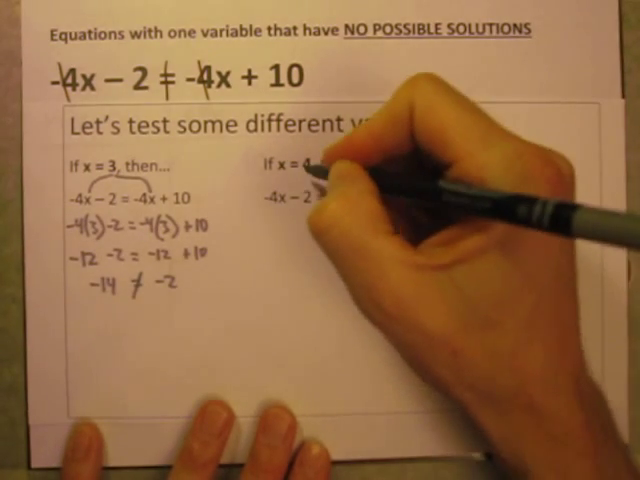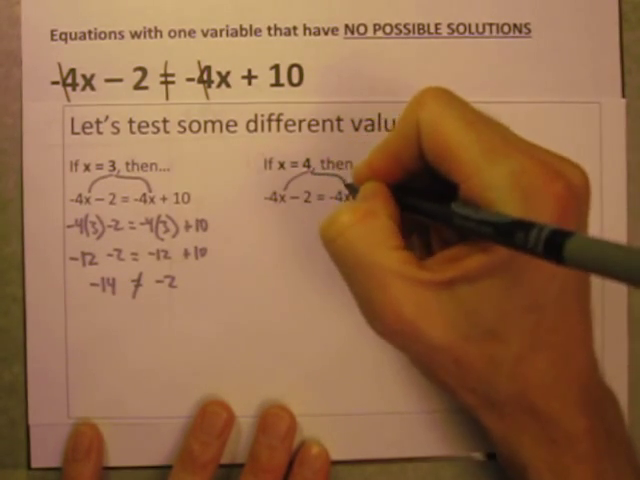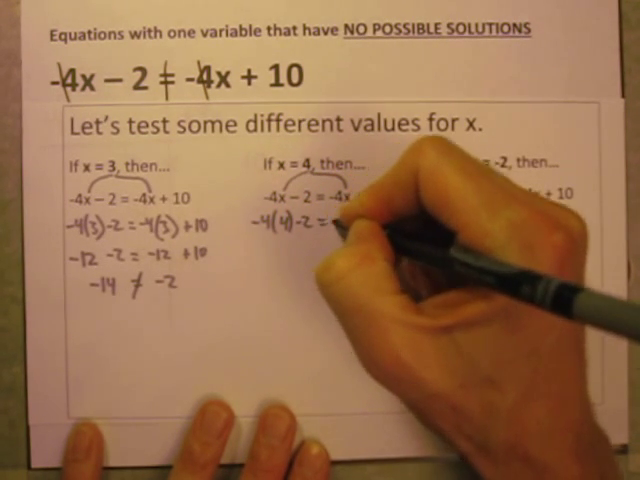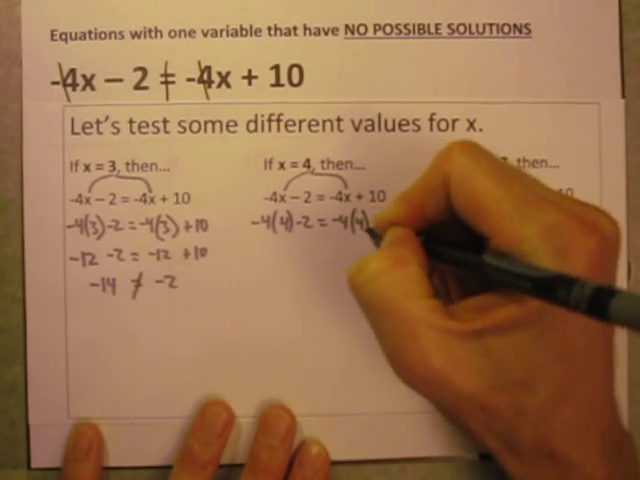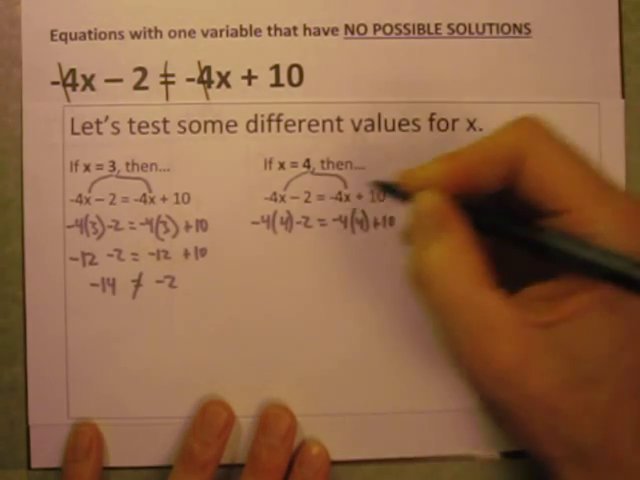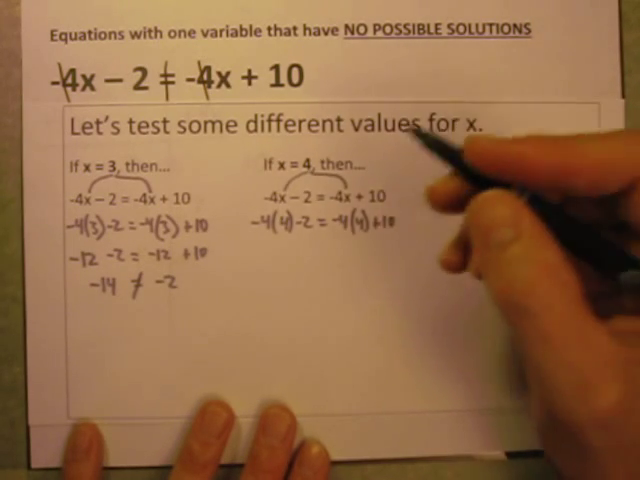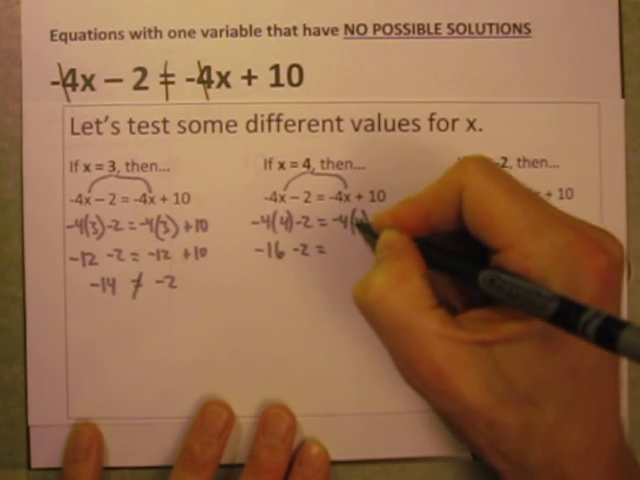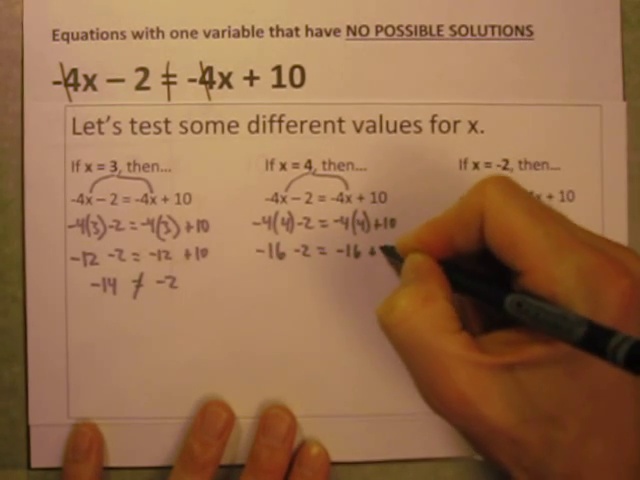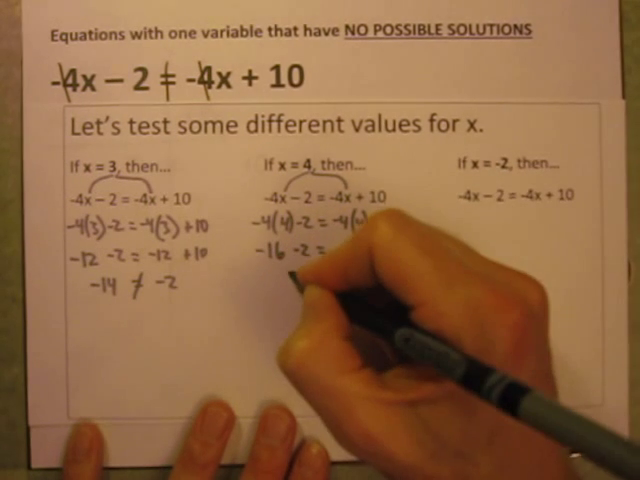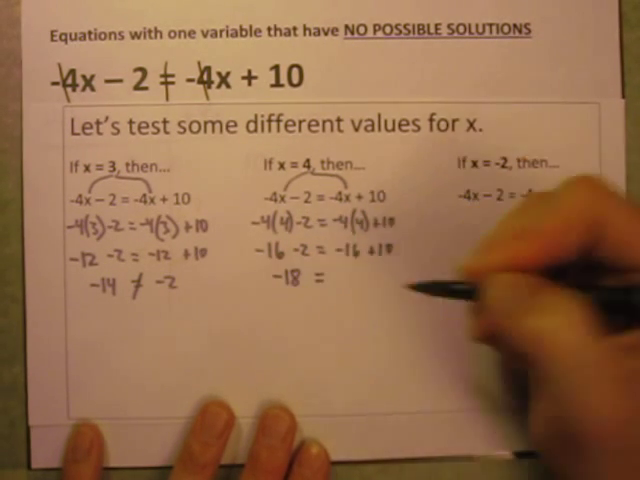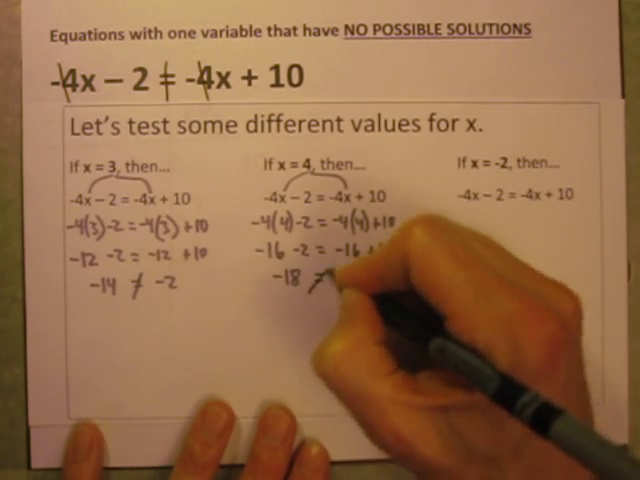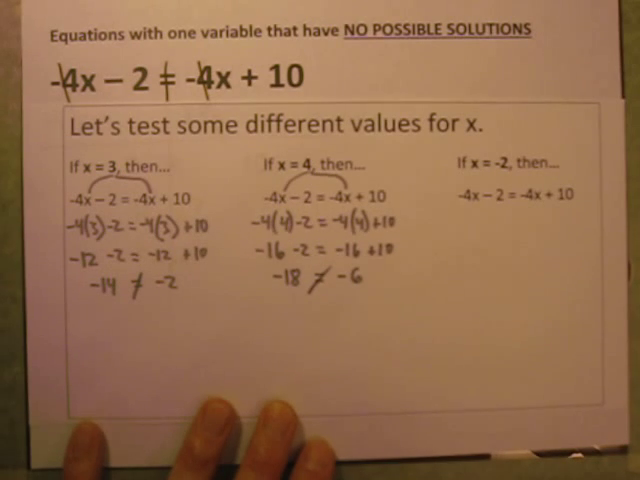Let's just try another. What if x is equal to 4? If I substitute 4 in, I'll have negative 4 times 4 minus 2, negative 4 times 4 plus 10. Let's do the multiplications and the addition and subtraction. So I'll have negative 16 minus 2, negative 16 plus 10. Negative 16 minus 2 is negative 18. Is this negative 18? Let's see. Negative 16 plus 10 is negative 6. No, 4 doesn't work either.